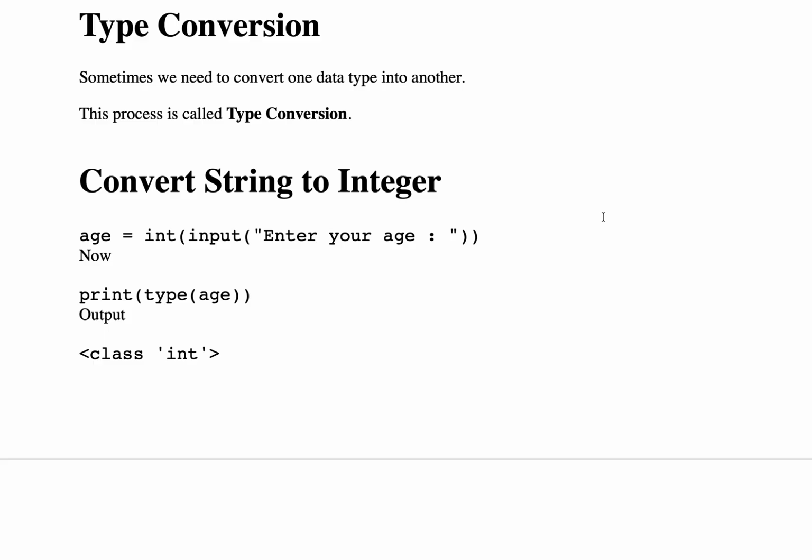Converting string to an integer. Let's see an example. age = int(input("Enter your age")).